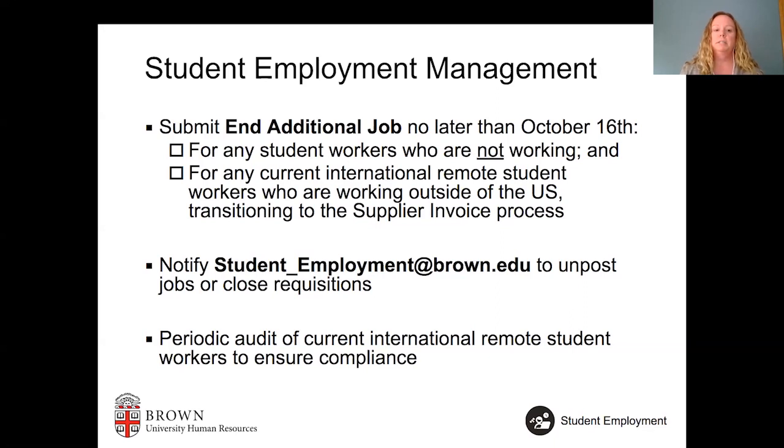Just another reminder, please submit any additional job processes no later than October 16th for any student workers who are not currently or actively working, and for any current international remote student workers who are non-resident aliens working outside of the United States, transitioning to the supplier invoice process. You can notify Student Employment to unpost student jobs or close any student job requisitions. And going forward, there will be periodic audits of current international remote student workers to ensure compliance with this new policy or processes. And I think we're going to turn it back over to Kim.